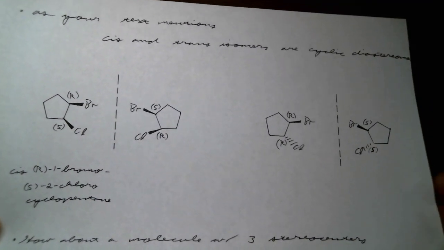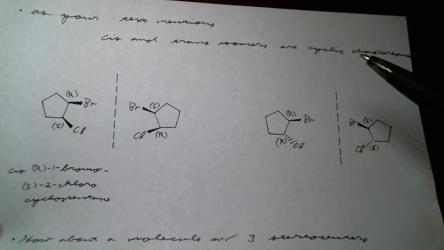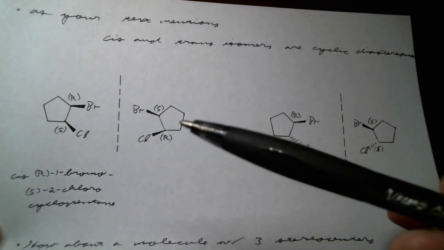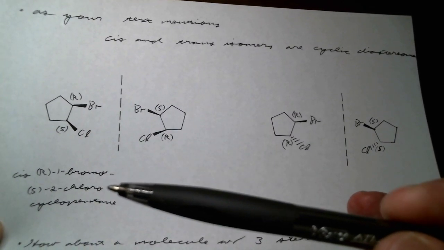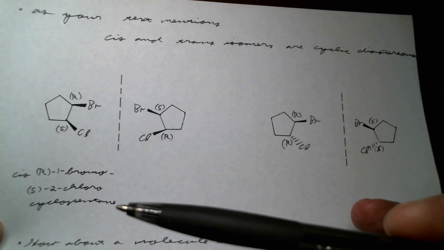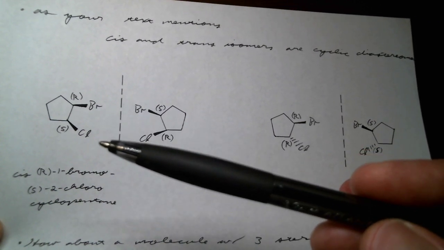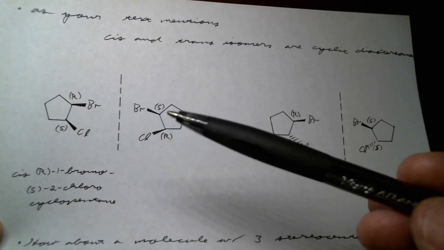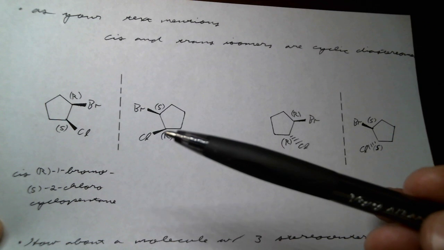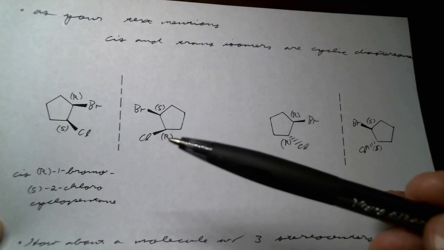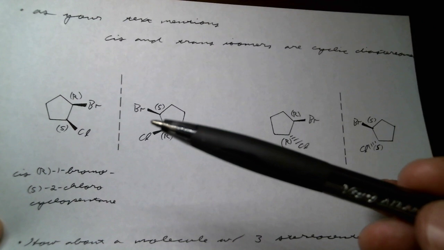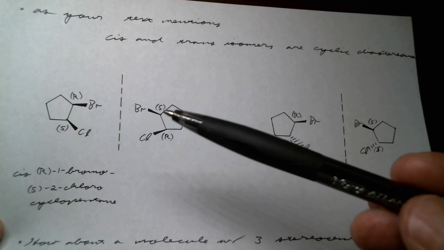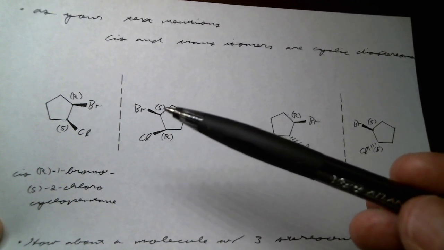As your text mentions, cis and trans isomers are cyclic diastereomers. So what do I mean by that? Let's take this example of cis R1-bromo S2-chloro cyclopentane. Of course, there's a mirror image of this molecule, which would be the cis S1-bromo R2-chloro cyclopentane. We know that the two halogen substituents are cis. They're on the same side of the plane formed by that five-membered ring.